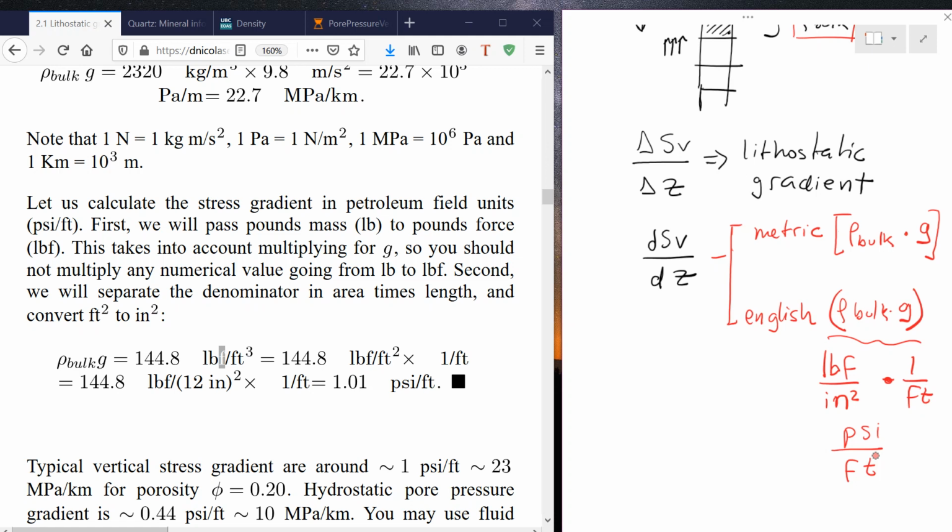All right. Then with this problem, we have seen that in typical onshore conditions, this value is about 23 MPa per kilometer or 1 psi per foot. And this number, particularly this one, is very easy to remember. And I'm going to ask you to remember this number, okay? Every foot, we have an increase of 1 psi in the total vertical stress.